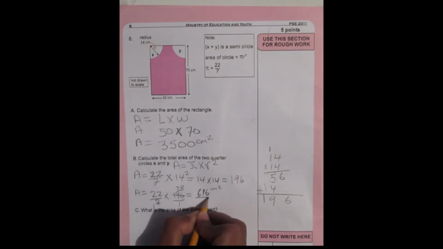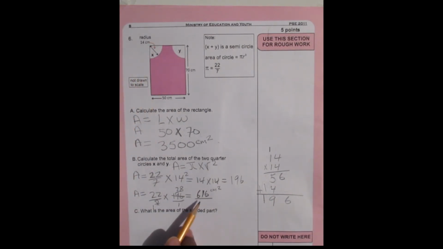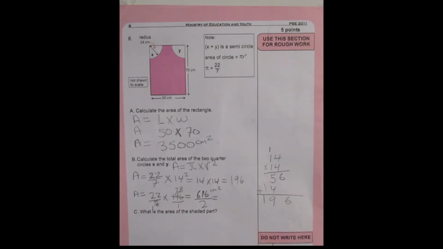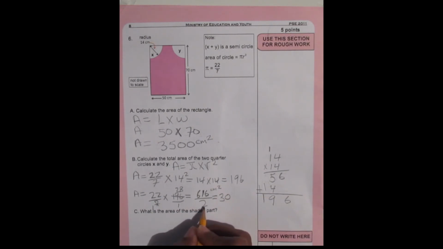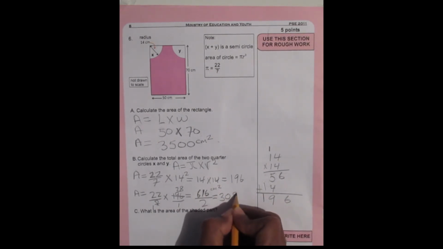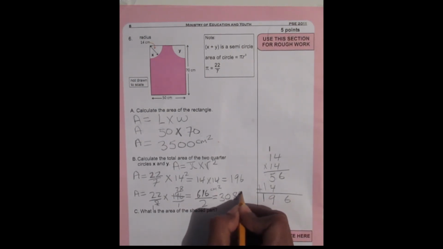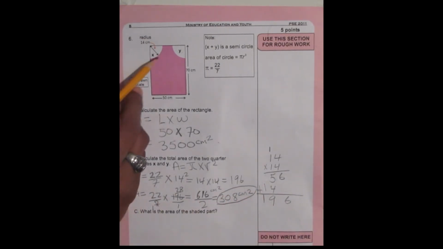Remember, our problem is not solved as yet. Why? Because this is the area of an entire circle. But remember, X and Y is 2/4 of a circle, which is half of a circle. So because the 616 is the area of an entire circle and we only have half of a circle, we're going to divide by 2 and we'll get our answer. And 2 into 6 is 3. Perfectly, we add our 0. And 2 into 16 is 8. So I know 2 could go into 616, 308. But remember, it's centimeter square. So this is our answer for X and Y.